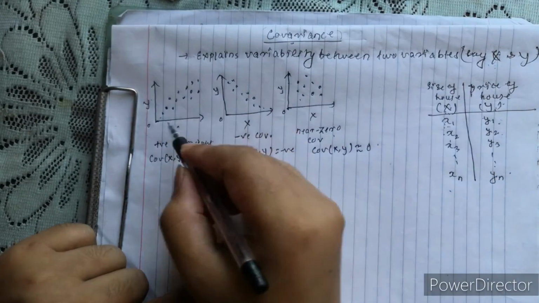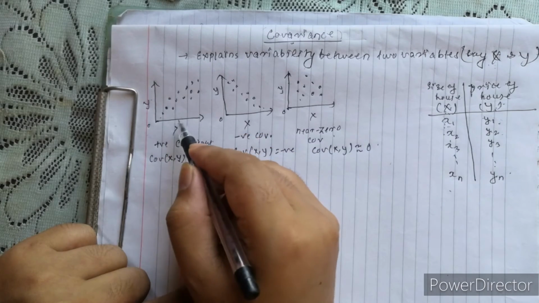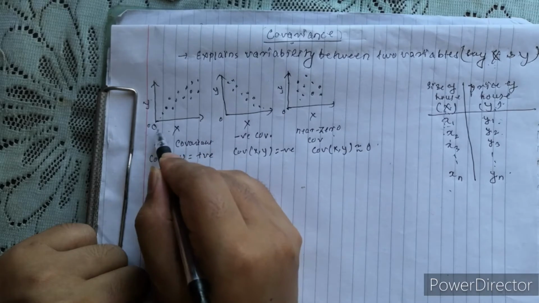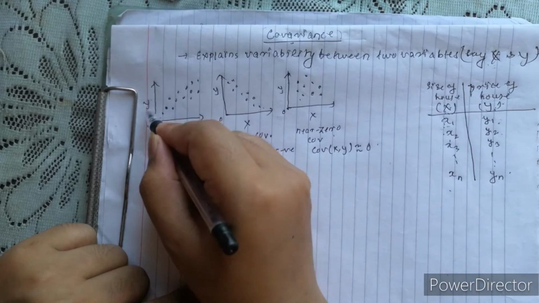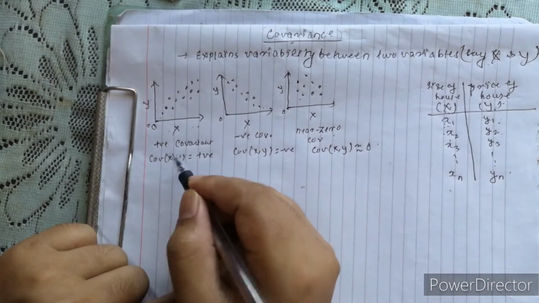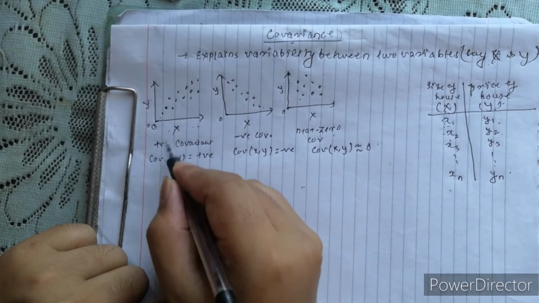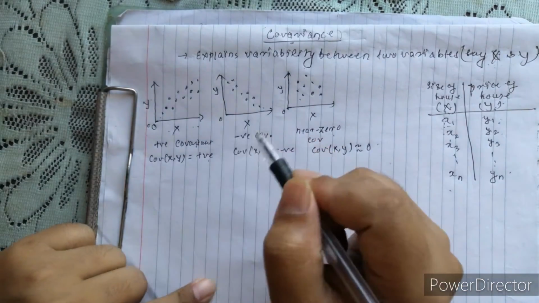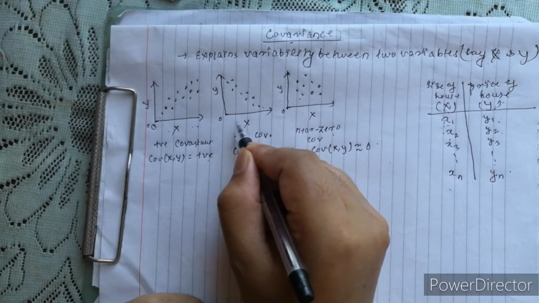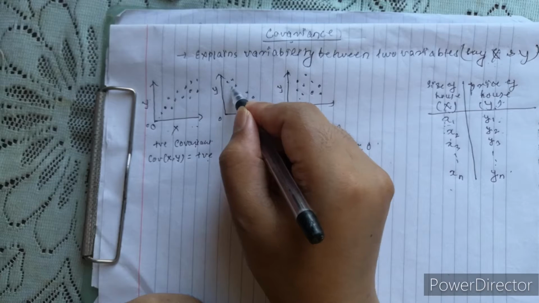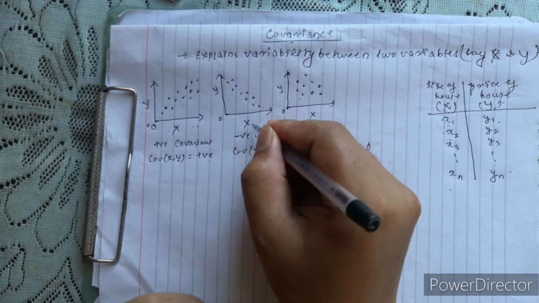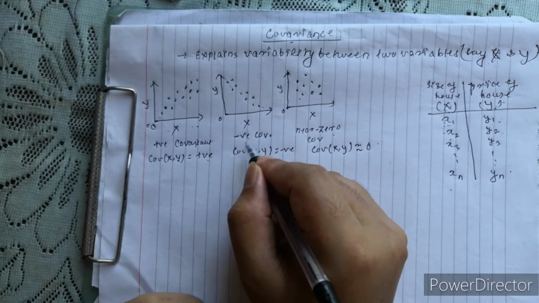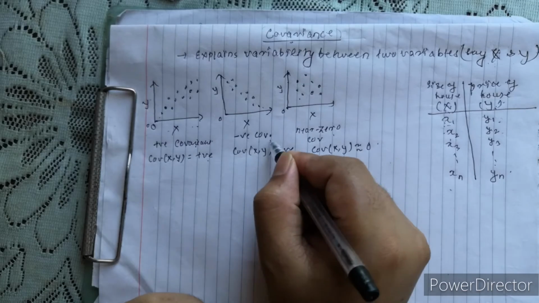Now let's look into this first graph. In this first graph, as the value of x increases from 0 to the positive side, the value of y is also increasing. So this graph has positive covariance. If you look into this second graph, as the value of x increases from 0, the value of y is decreasing. Of course x and y have a relationship, but it is negative, so they have negative covariance.